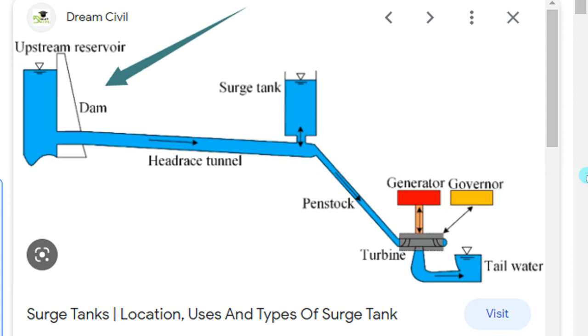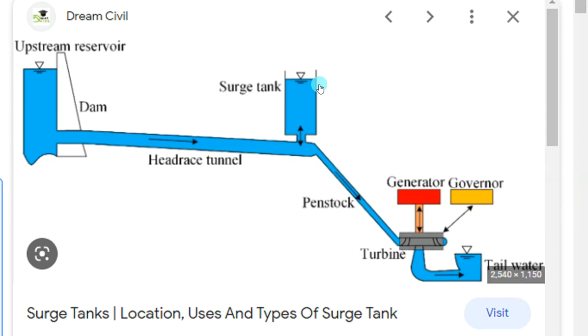Then we have a headrace tunnel where the water will go, and then we constructed a surge tank. So what is a surge tank? It's a water storage device, a water storage tank. It might be used in water resources engineering and water supply engineering. So a surge tank is a water storage device, a water storage tank.